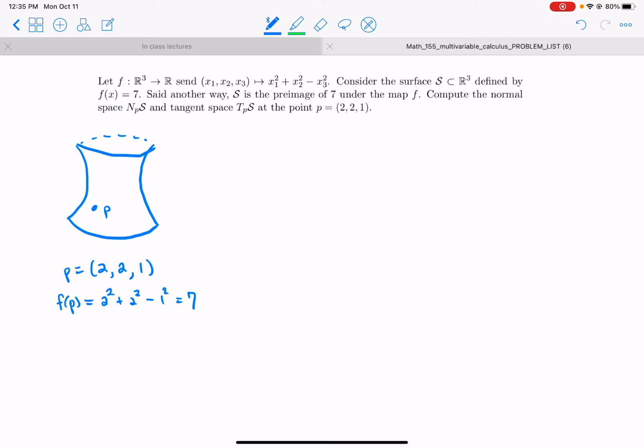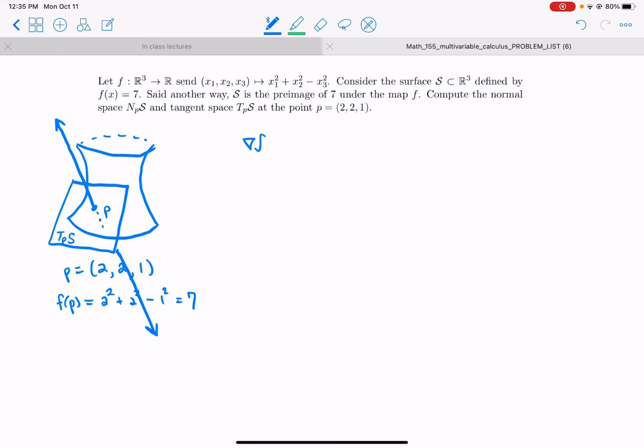Okay, and so there's a normal space and a tangent space. So I just drew the tangent space. And then the normal space comes out. In this case, the normal space is a line. Okay, so that's what we're looking for.